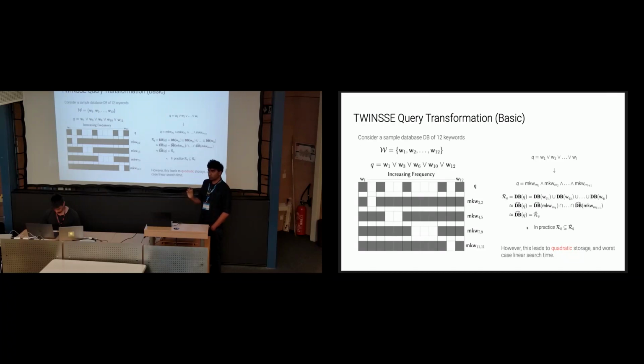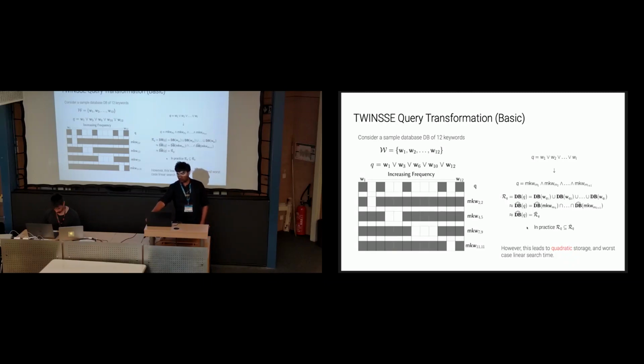There are some spurious IDs present in the result, but we did experimentally show that this percentage is very small, and you have all the actual result IDs present within the solution, so you can locally filter out all the other spurious IDs. But unfortunately, this plain transformation also incurs quadratic overhead, and in the worst case, it incurs linear search overhead.